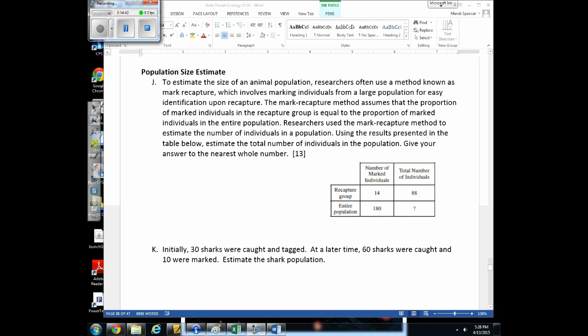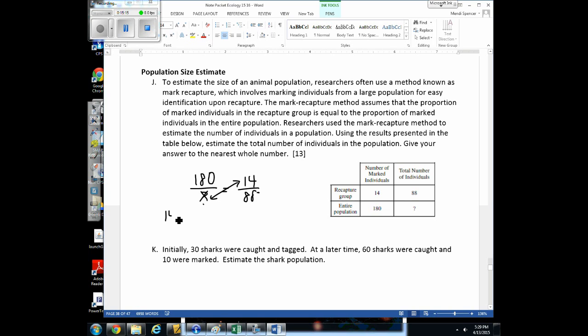When I started looking at the data that was given in this chart, I started sorting in my head, even without really reading what they said here, that there were 14 individuals to 88. There's 180 individuals to how many? Whenever I write the data like this, you probably can see that you're just going to do some cross multiplication. So in this situation, we're trying to solve for x, or what was that population size.